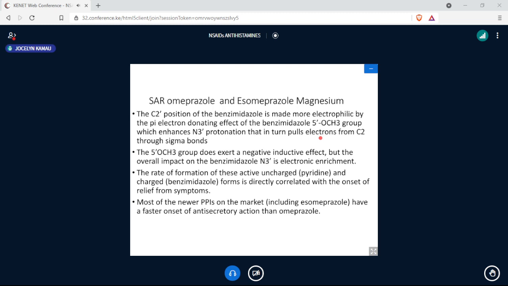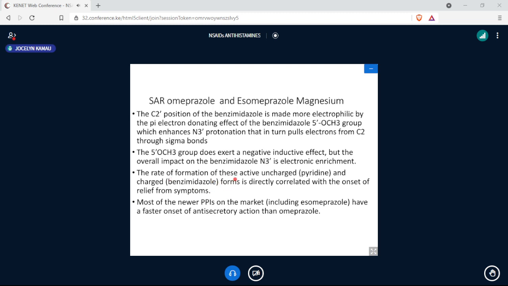The 5' methoxy group exerts a negative inductive effect, but the overall effect is, of course, through resonance. So it has a negative inductive effect, but will increase electrons through resonance. The rate of formation of this active and charged pyridine and charged benzimidazole forms is directly correlated with the onset of relief from the symptoms.